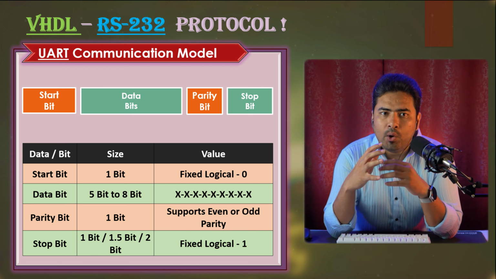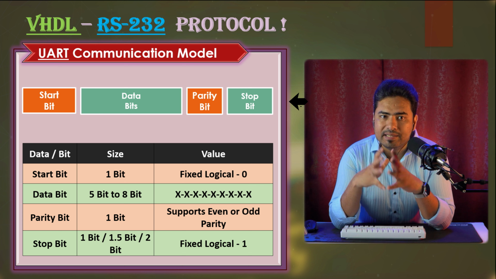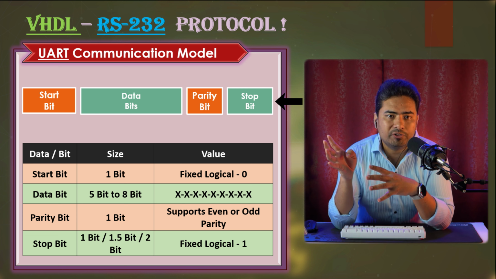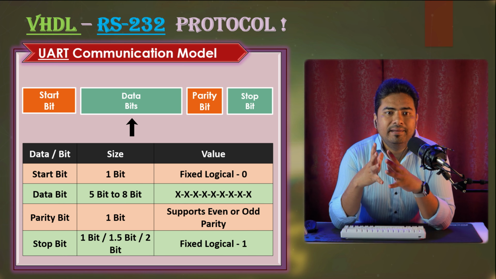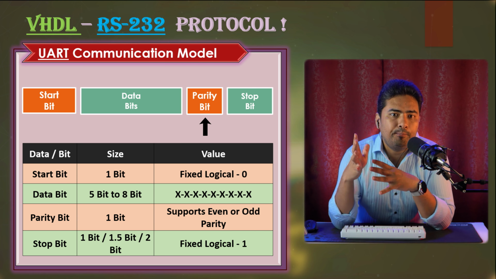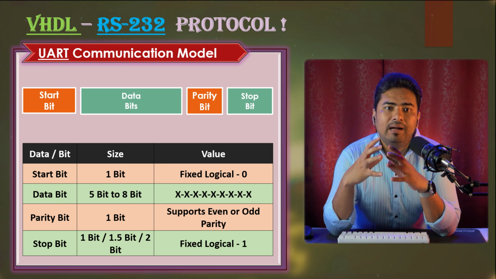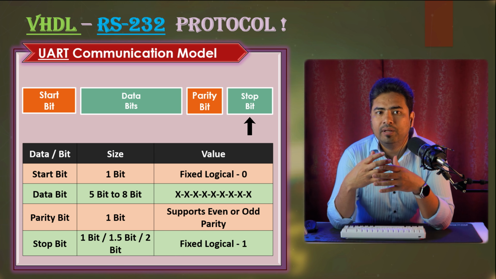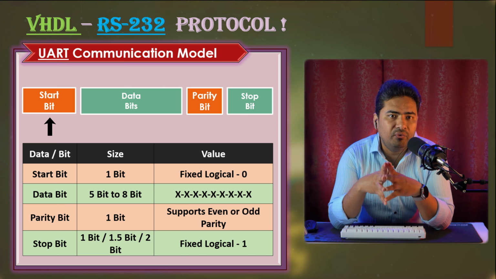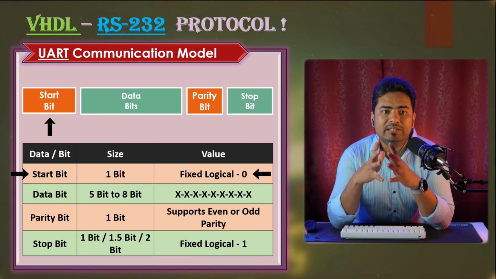Okay, now this is the basic structure of RS232 protocol. It is combined with four different blocks. First block is start bit. Second block is data bits. Third block is parity bit, and the fourth block is stop bit. So as I said, RS232 protocol transmits logical high when it is idle. And for starting a data transfer, we need logical zero. So this first block, or we can say start bit, is always logical zero.